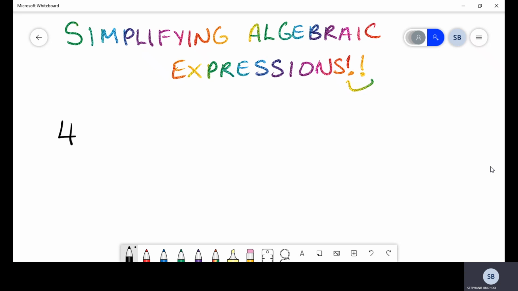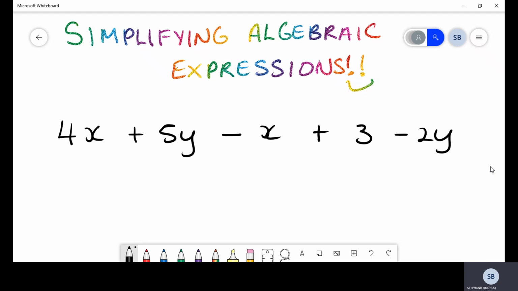So what if we have questions that look like, I don't know, say, 5y subtract x plus 3 minus 2y. How would we simplify an expression like this? First of all, I want to say that this contains 1, 2, 3, 4, 5 terms. Remember, terms are separated by that operation of addition and subtraction. Okay, so how would we begin simplifying?